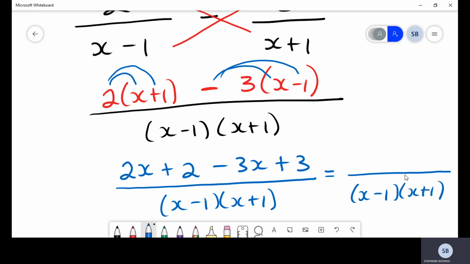And one step further, I'm going to simplify my numerator. I can see I have common terms. 2x subtract 3x gives me negative x on top. And I have positive 2 plus 3. That gives me plus 5. If you wanted, you could have rewritten your numerator as 5 subtract x. But this answer is perfectly fine.